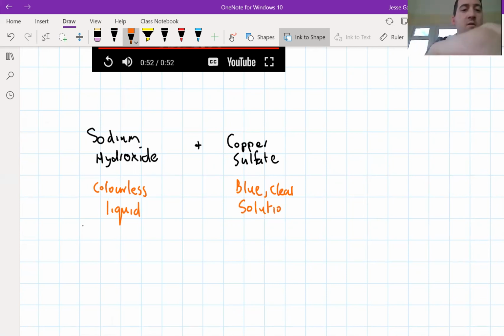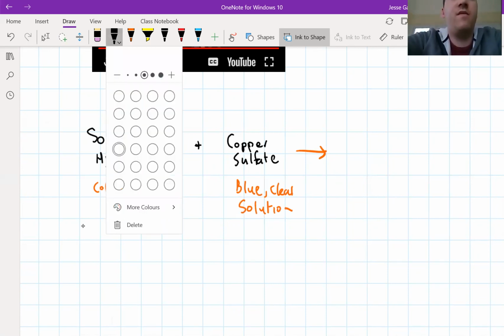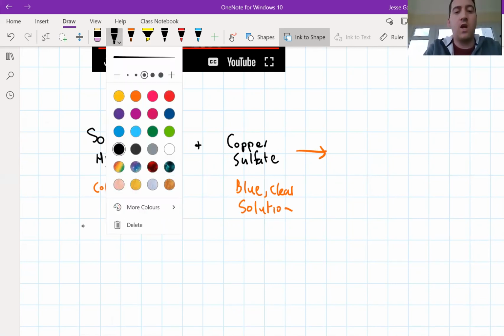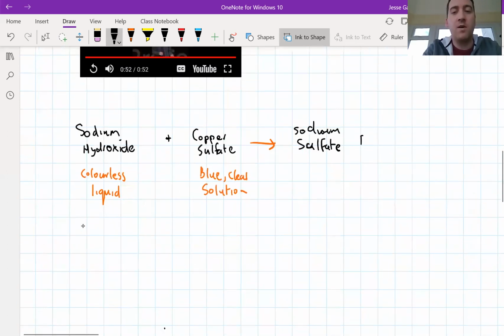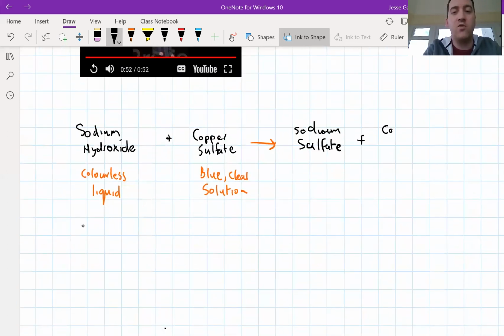When we reacted them together, what we found was that we formed, well, I'll tell you what the substances we formed are. Basically, the sodium and the copper are going to switch places here. So we're going to form sodium sulfate, which swaps places with the copper. And the other compound we form is copper hydroxide.